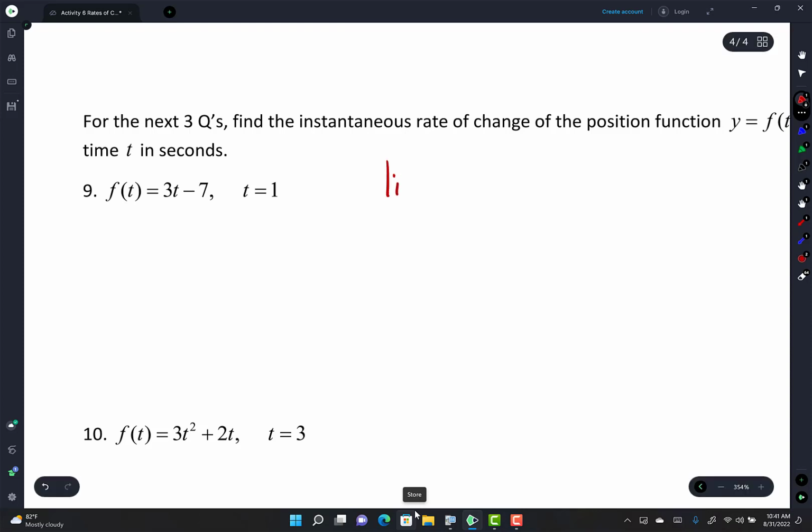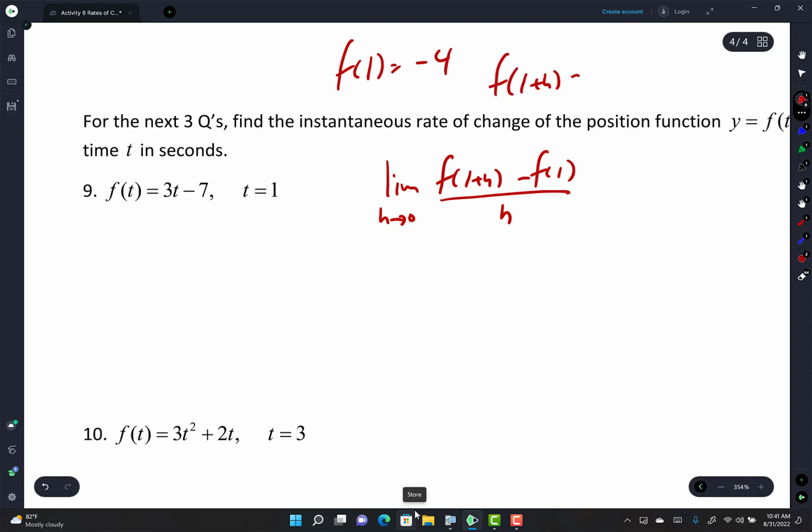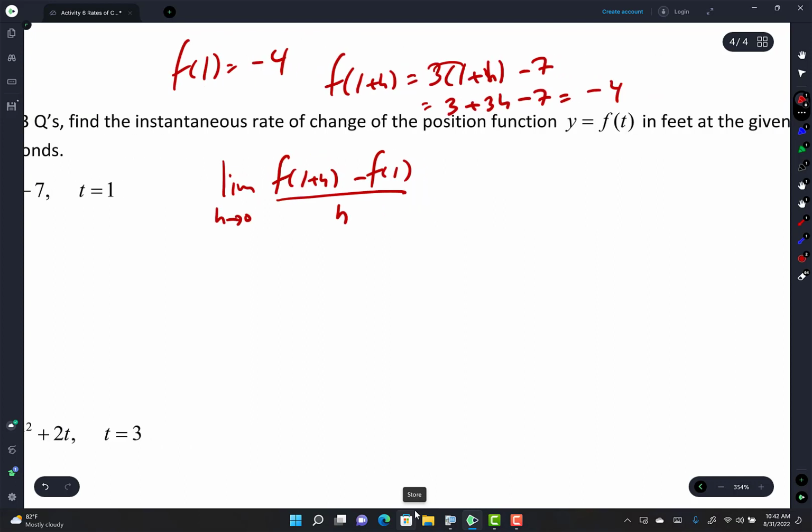If I take the limit as h approaches 0 of f of 1 plus h minus f of 1, divided by h, I guarantee that it's going to be the number 3. Because remember, all this means is tangent slope or instantaneous rate of change. My slope is always 3, so I better get 3 all the time. So f of 1 equals 3 times 1, which is 3, minus 7, that's -4. And f of 1 plus h is 3 times 1 plus h, minus 7. So 3 plus 3h minus 7, so -4 plus 3h.